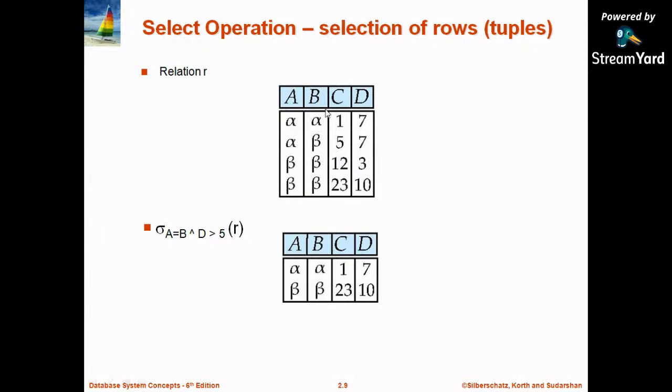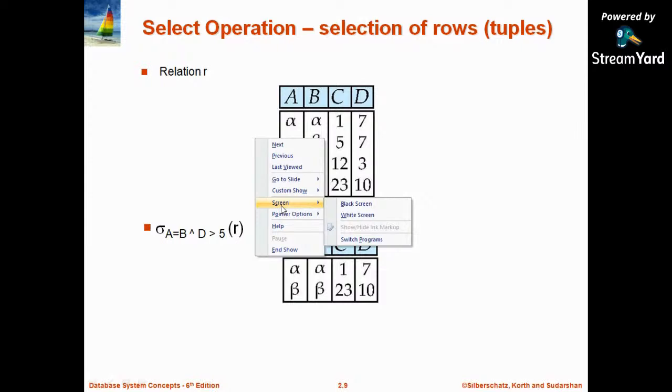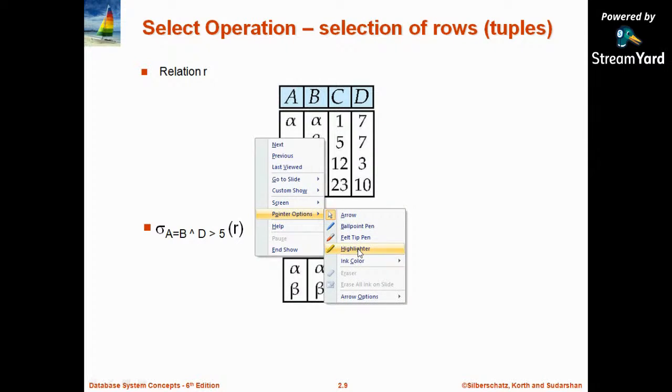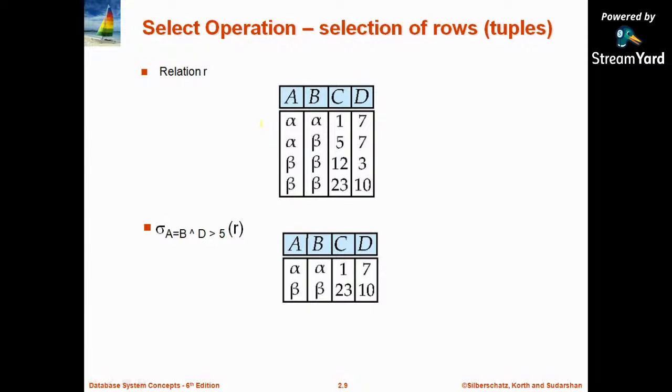So look at this query. We have been given a relation. This relation has 4 rows. From these 4 rows, you have to take the rows whose value of A is equal to B. Now you can see which rows have the value A equal to B. This row has A equal to B, and this row has A equal to B. This row has A equal to B.